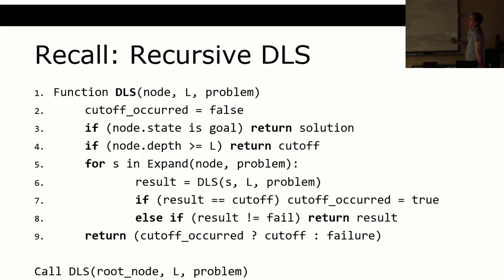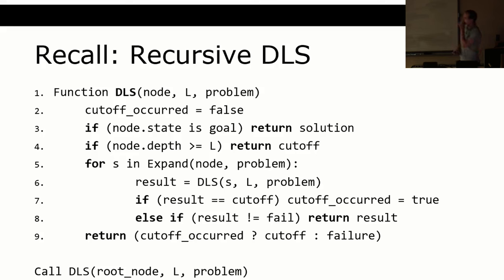Then if that has not happened, we expand all of the neighbors of this node, and then we call DLS on the child, the limit, and the problem. If the result of that was a cutoff, then cutoff occurred equals true, and if the result was not equal to fail, then we return the result. Okay? So this essentially just does that. If we're searching up to a given limit, we have either found a solution, or we have run out of things to search, or we have reached a depth cutoff.